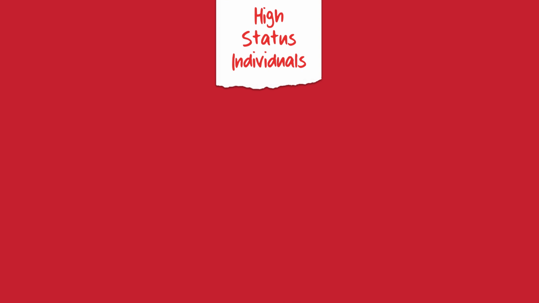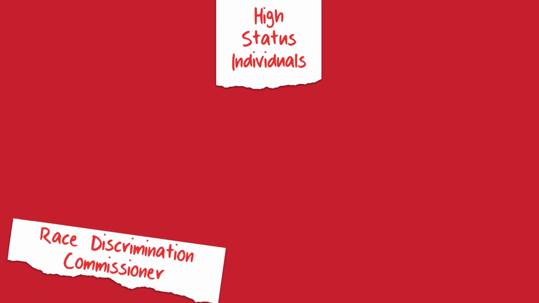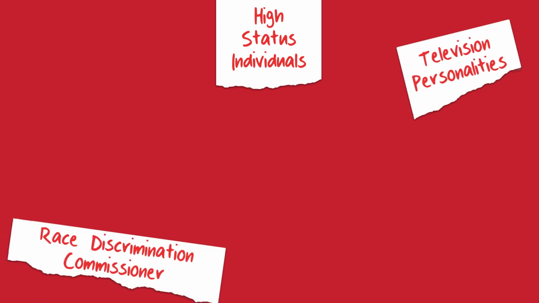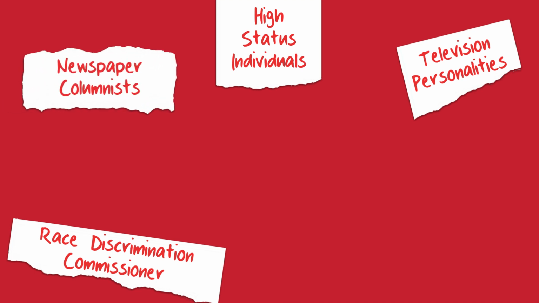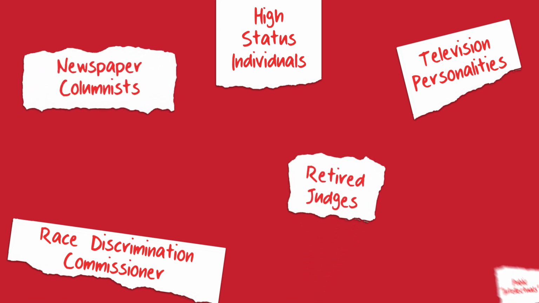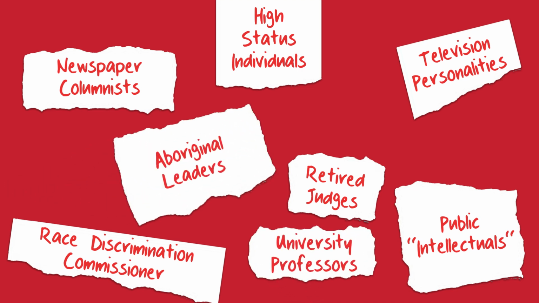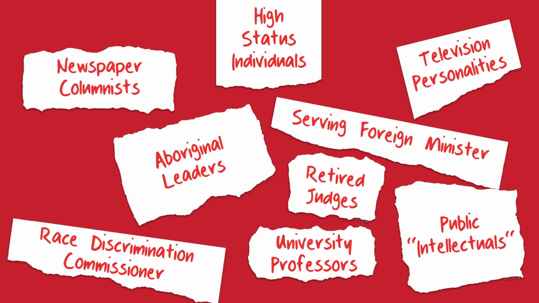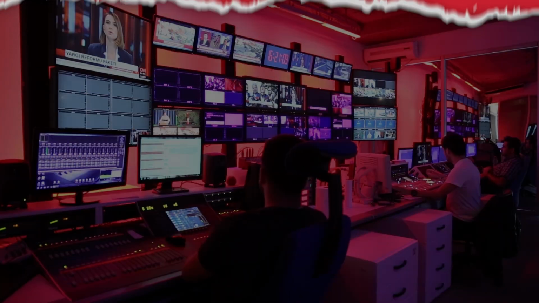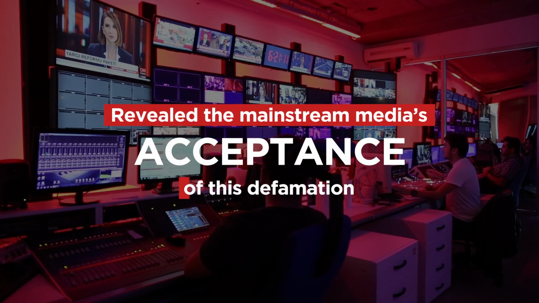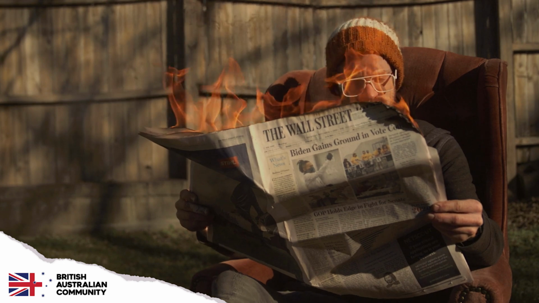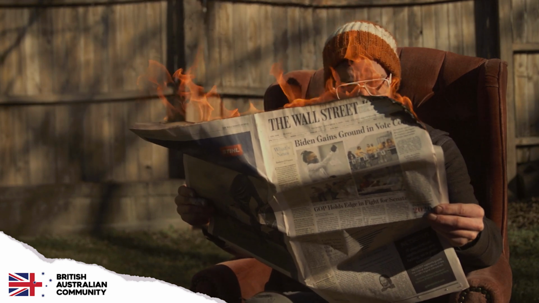Many of these accusations came from high-status individuals, including a race discrimination commissioner, television personalities, newspaper columnists, a retired judge, Germaine Greer, university professors, Aboriginal leaders, and a serving foreign minister. The sample also revealed the mainstream media's acceptance of this defamation. No space was provided for counter-views. The media were biased and unself-critical.